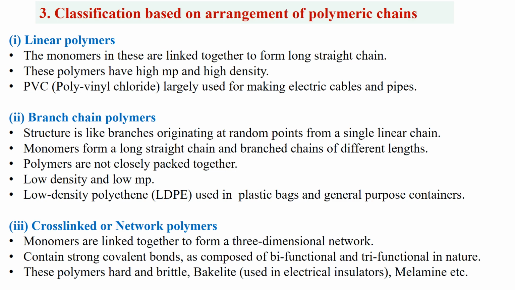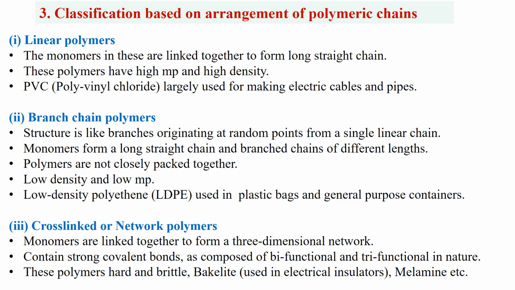Branch polymers: when some branches originate from the main polymer chains, the resultant polymers are called branch chain polymers. The disadvantage is that these polymers are not closely packed together, so they have low density and low melting point. A common example is low density polyethylene used in making plastic bags, which have very low strength.